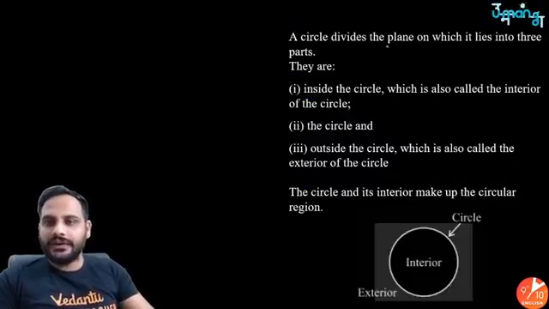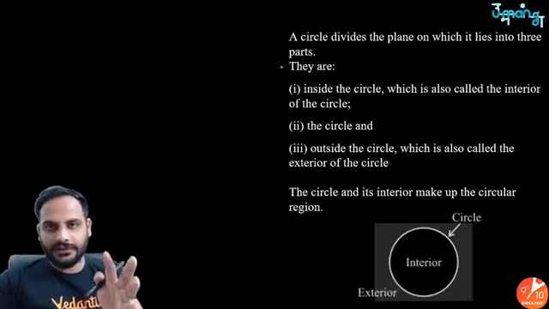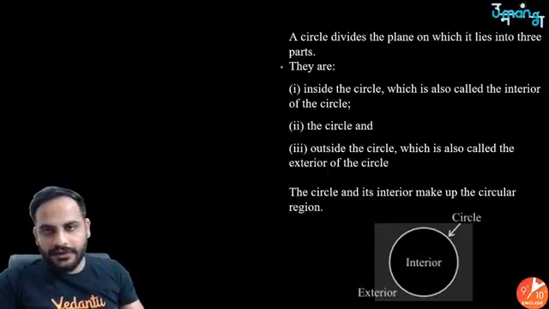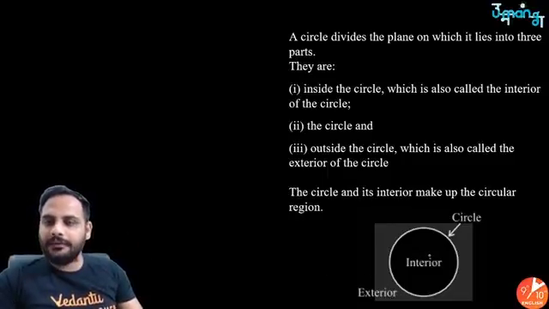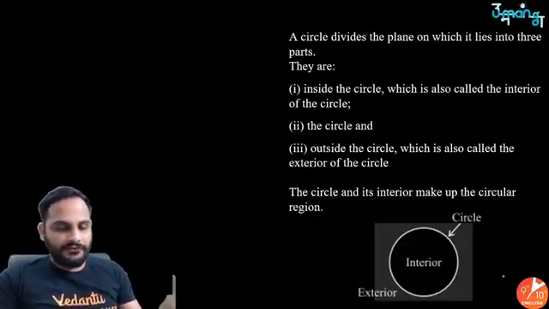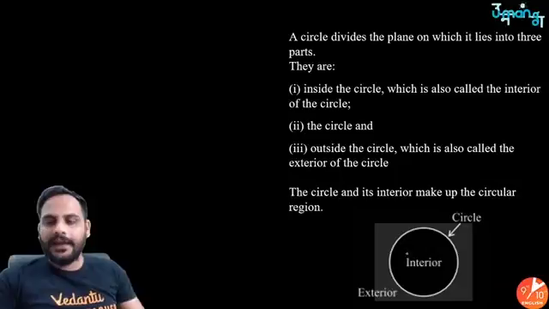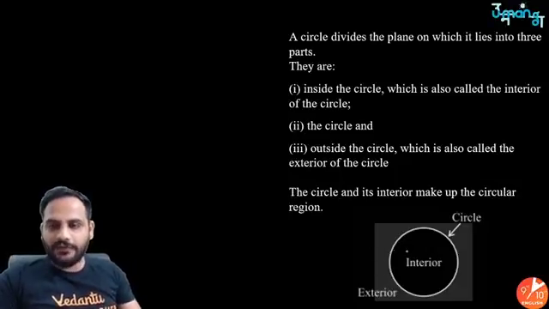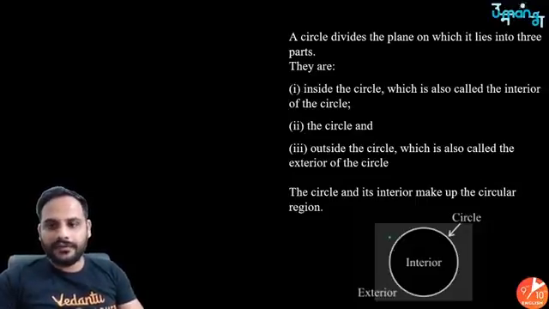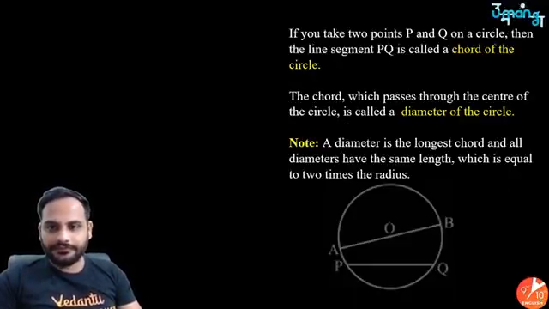Okay, now a circle divides the plane on which it lies into three parts. Any plane in which we have a circle, that plane is divided by the circle into three parts: some points which are inside the circle, points which are on the circle, and points which are outside the circle. So if we have a circle in a plane, any point I pick will be one of the three: either it will be inside, or it will be on, or it will be outside. These are the three cases possible.